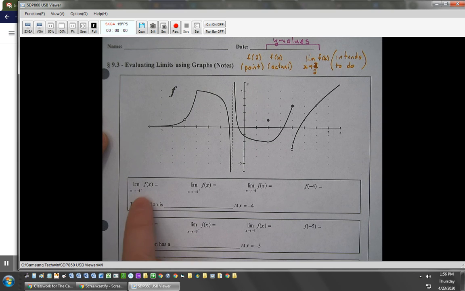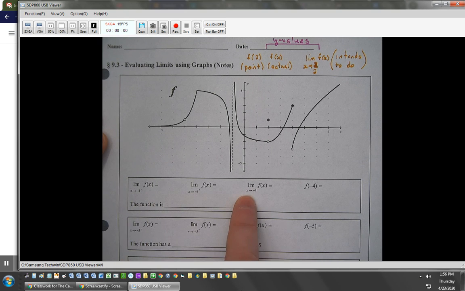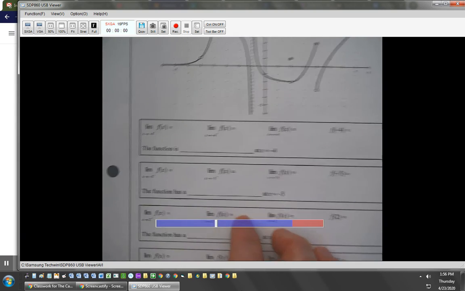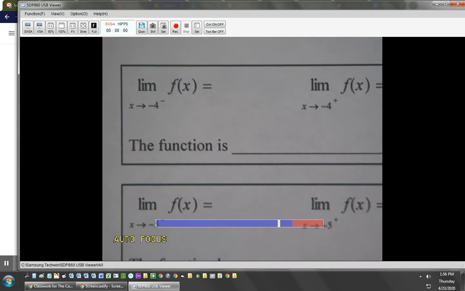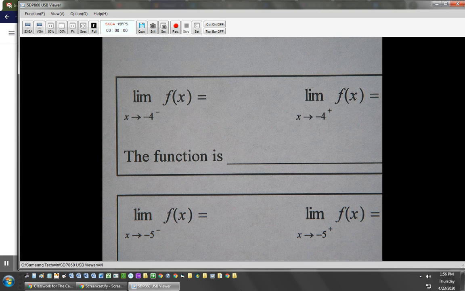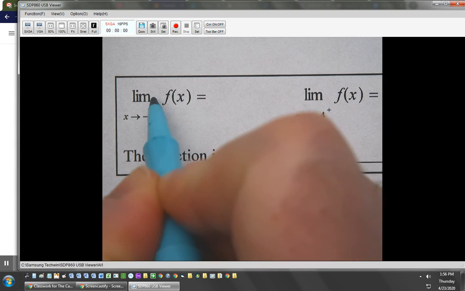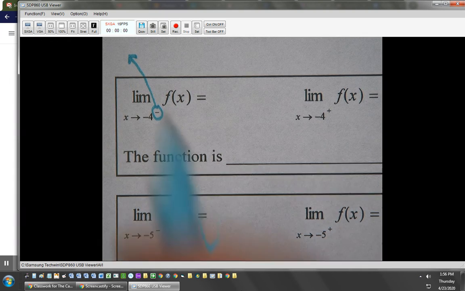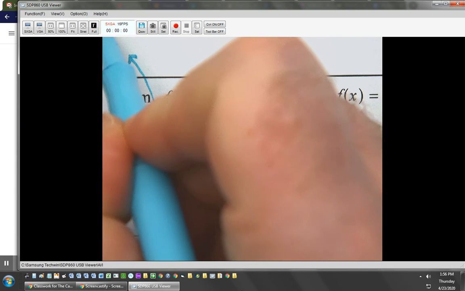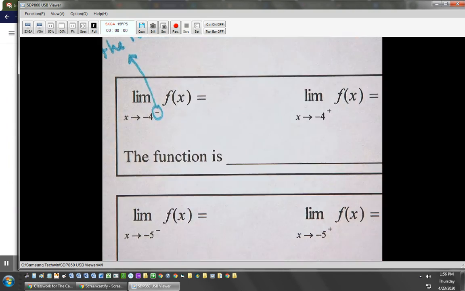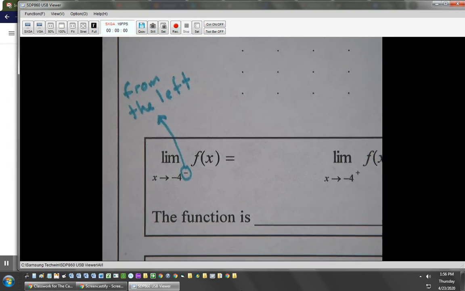All right, so let's look down here at this notation. There are 3 different ways that we can write what the limit looks like. I'm going to zoom in here. We've got these first two. This is called the limit from the left. So let me circle that and highlight this. What this means is you approach -4 from the left, not going left, but coming from the left.